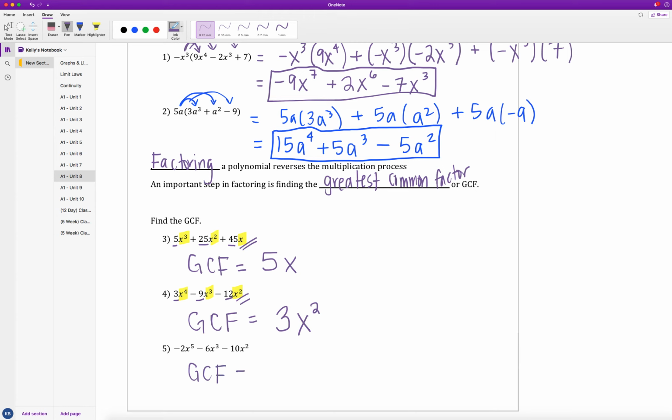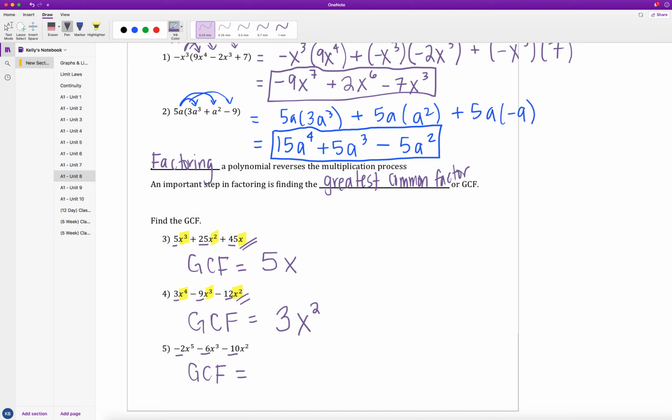Okay, let's look at example 5. We have -2x to the fifth minus 6x cubed minus 10x squared. We have to break this apart into what do all the numbers have in common, and then what do all of the variables have in common. So why don't you guys pause the video and decide what would be the greatest common factor for example 5.